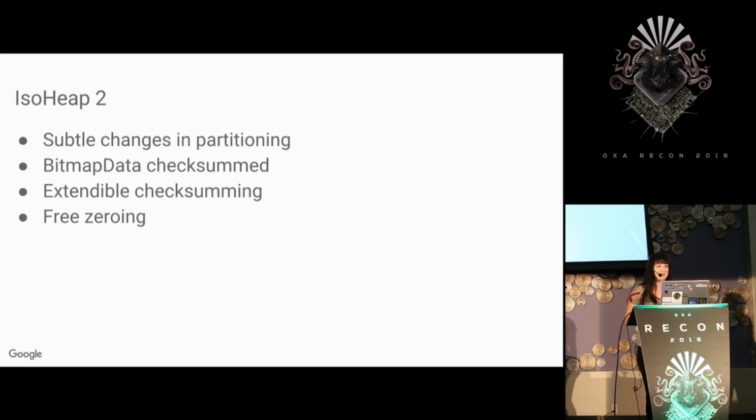So now there is the third mitigation set. These were a few changes in heap partitioning, fairly subtle, just changing where certain things went that were prone to exploitation. They also added bitmap data checksumming. That was another object that tended to get overwritten. And also they added extendable checksumming so that if this happens in the future, it's really easy to add checksums to a new object. They've also recently implemented free zeroing.